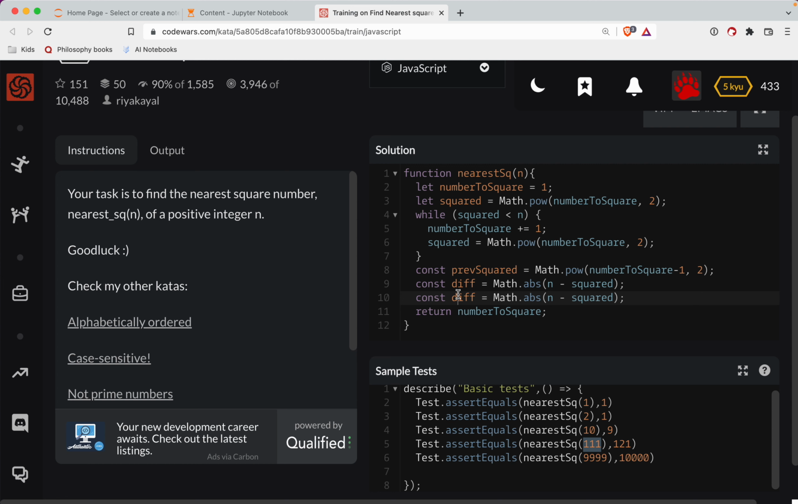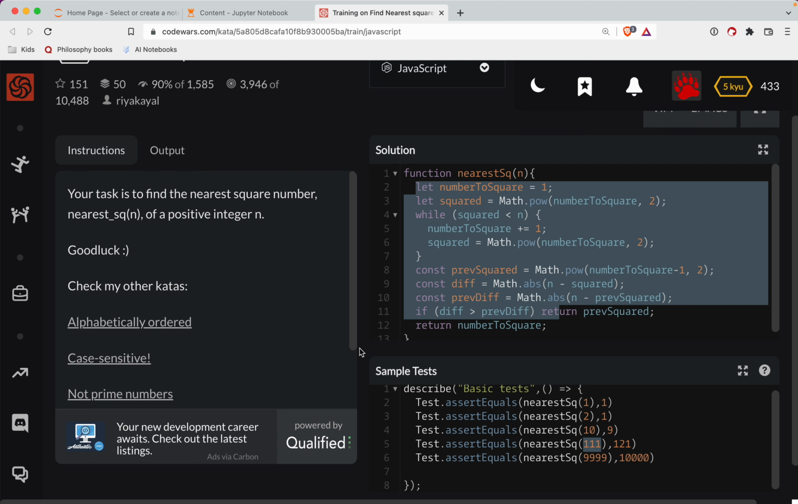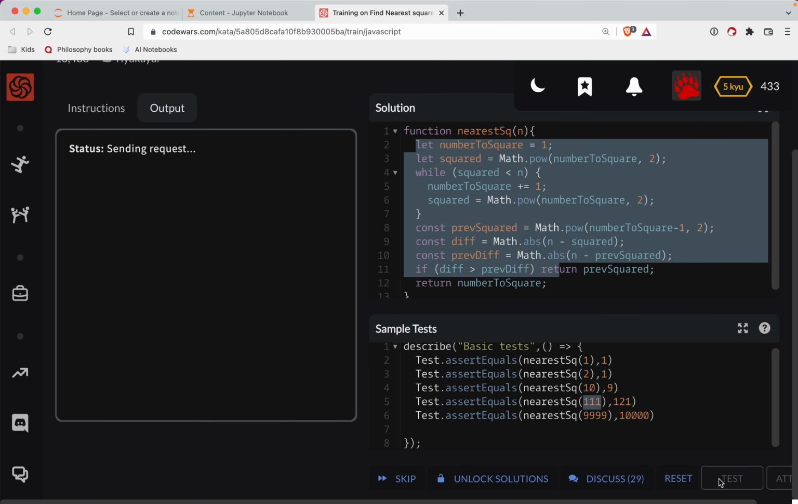And we'll do one more for the previous difference, okay, and then if the difference is bigger than the previous difference, then we're going to return the previous squared. I'm sure there's a way to clean up this code a good bit. This is like War and Peace to get this thing solved. But I think this will work.